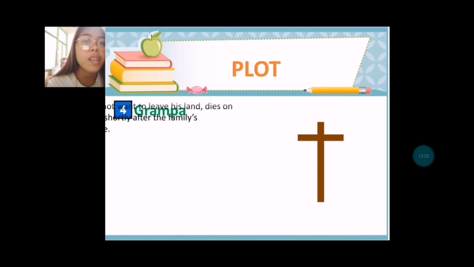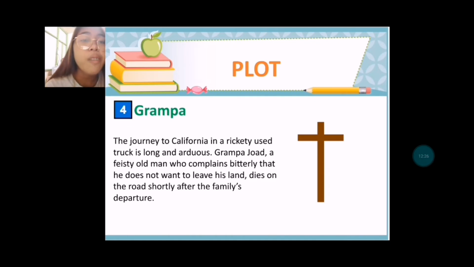Next, the journey to California in a rickety used truck is long and arduous. Grandpa Joad, the old man who complains bitterly that he does not want to leave his land, dies on the road shortly after the family's departure. On the drive, Grandpa gets sick and is cared for by the Wilson family. Camping. Later on, Grandpa dies, and the two families, the Joad family and the Wilson family, decide to travel in a caravan together.